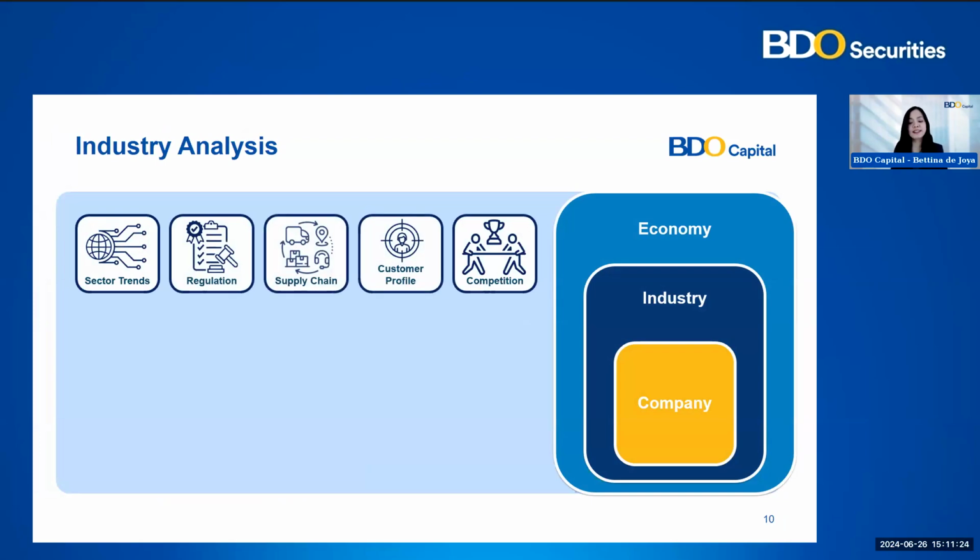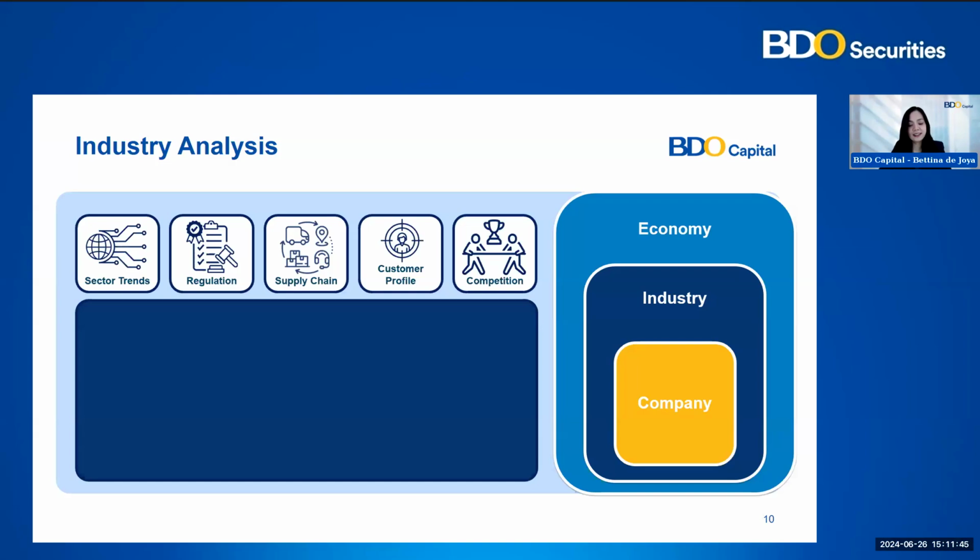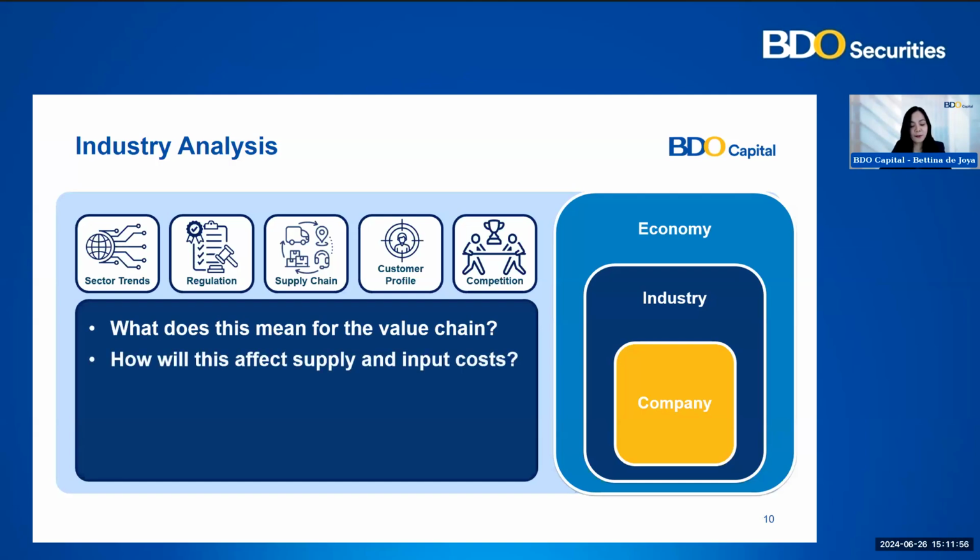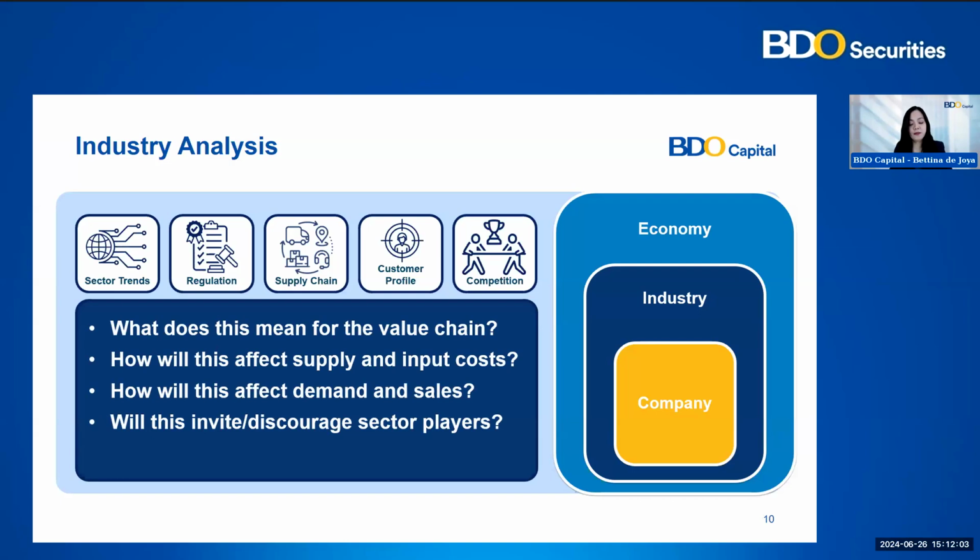Industry-related factors include sector trends and developments, competitive landscape, the regulatory environment, and other factors that are unique to the industry, such as its customer base, technology, presence of substitute products, and business cycles. So guided by Porter's 5 forces, industry analysts will seek to answer questions such as, what does this mean for the value chain? Could it affect supply and input costs? How will it affect demand and sales? Will this development invite more players into the sector or drive some of them away? And will this drive customers to turn to substitute products or consider alternative services?